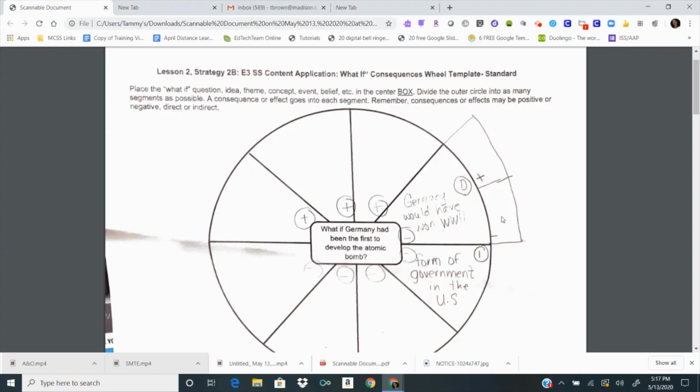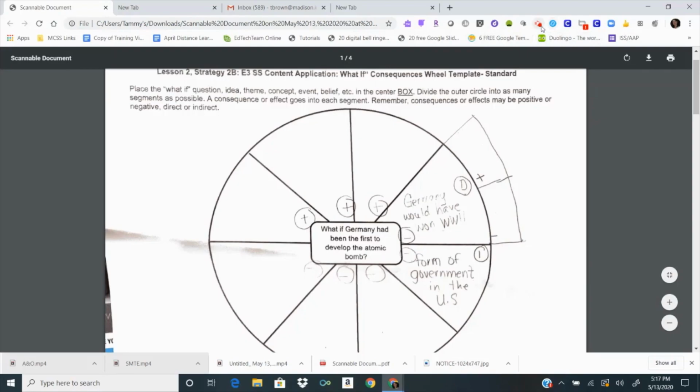But this is a great way to have grand discussion with your class as a whole, and help them to think like a historian, help them to think about consequences, direct and indirect, of decisions that have been made through history, and the effects that those decisions have had or could have had, had they not been made throughout history. So this is the what if consequence wheel.